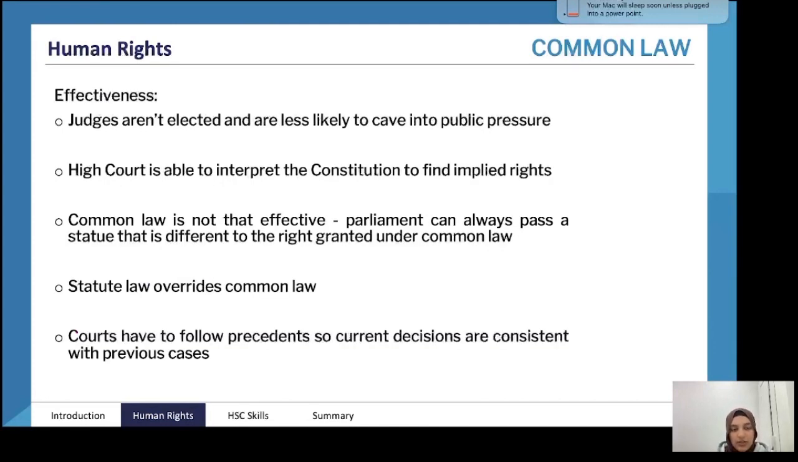So what is the effectiveness of this? Judges aren't elected and are less likely to cave into public pressure. The idea is the High Court is able to interpret the Constitution to find implied rights, which is always good. Common law is not that effective, though. There are areas of ineffectiveness. The Parliament can always pass a statute that is different to the right granted under common law. Statute law does override common law in those cases, and courts have to follow precedents. So current decisions are consistent with previous cases as well.